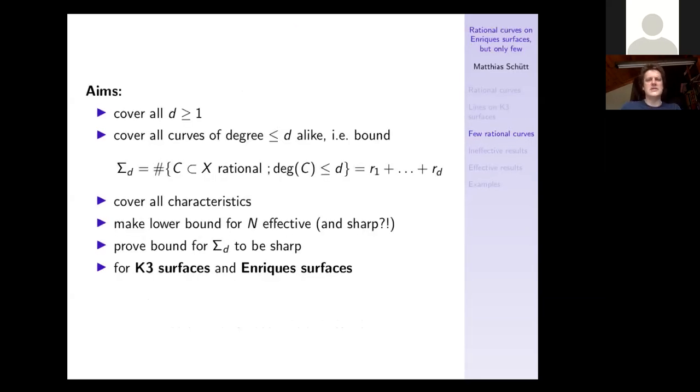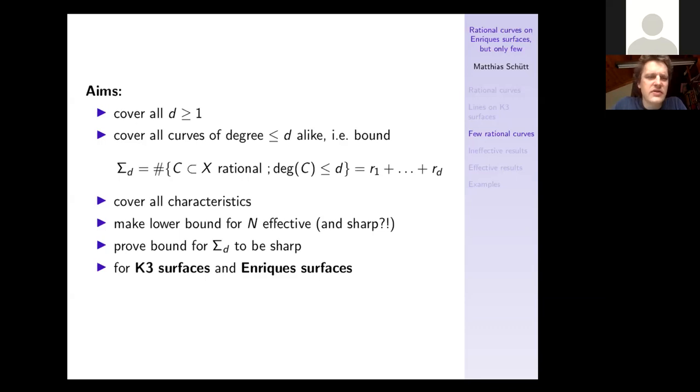So what are our aims? First of all, we want to cover all degrees, not only degree 1. And then, unlike in Miyaoka's formula, where there was this weighted sum of counting functions, we want to just count the sum of them. So we want to consider all rational curves of degree at most d, and try to bound their number. We want to set it up in such a way that we cover all characteristics alike. There's a little restriction here in characteristic 2 and 3, as we'll see, but other than that, it goes all through. And then we'll try to prove that the bounds are sharp, and I mean both bounds.